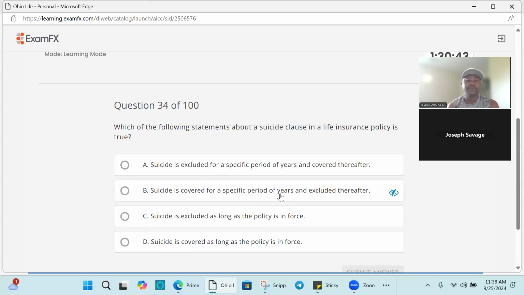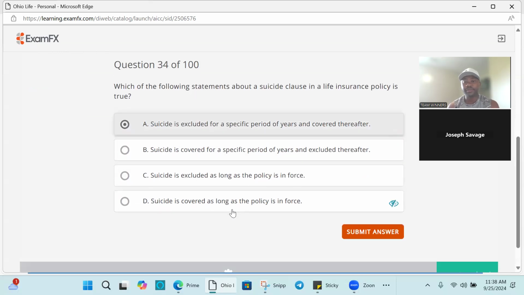Which of the following statements about the suicide clause in a life insurance policy is true? Suicide is excluded for a specific period of years and covered thereafter. Suicide is covered for a specified period of years and excluded thereafter. Suicide is excluded as long as the policy is in force. Suicide is covered as long as the policy is in force. I'll just say A, because they have the first two years. That's correct.